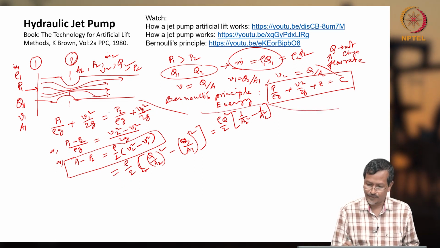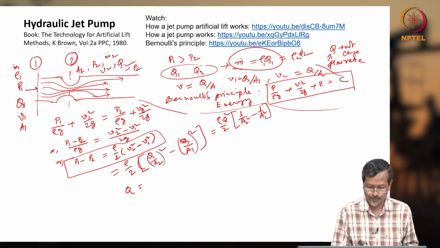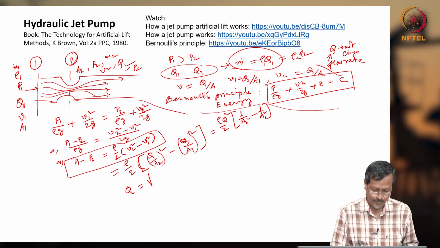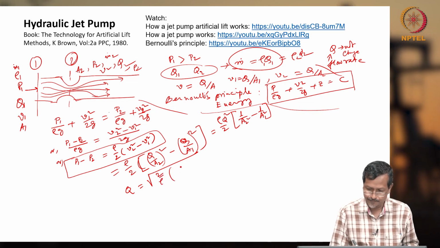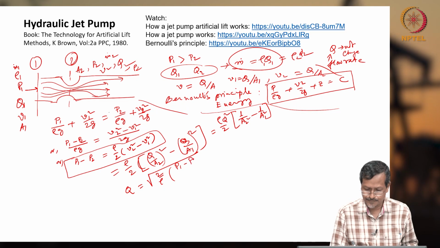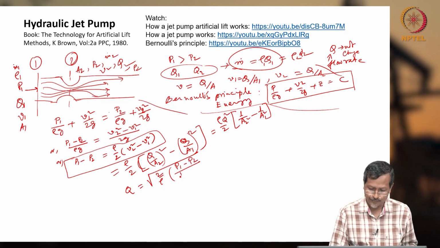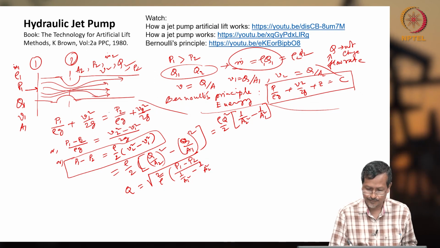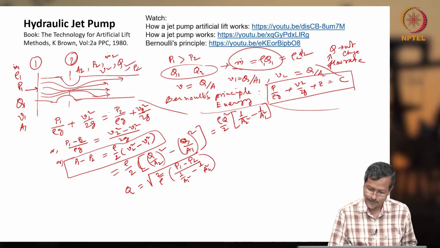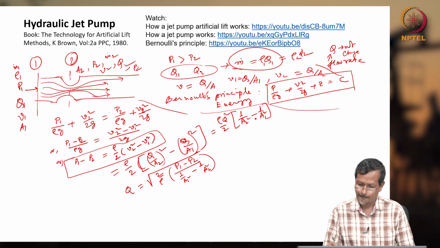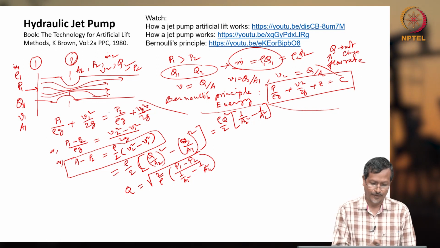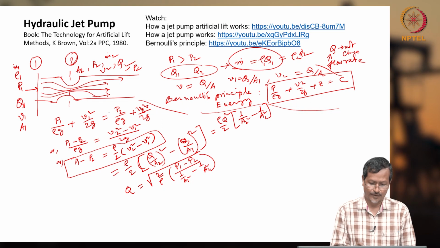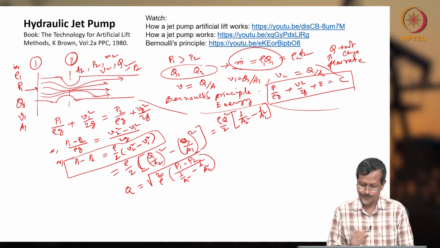Now if I write Q equals root over 2 by rho, P1 minus P2 divided by 1 by A1 square minus 1 by A2 square. I think one sign issue is coming here. V2 by V1, P1 minus P2, V2 minus V1. I think this is correct.